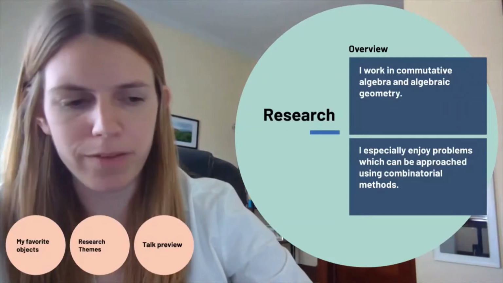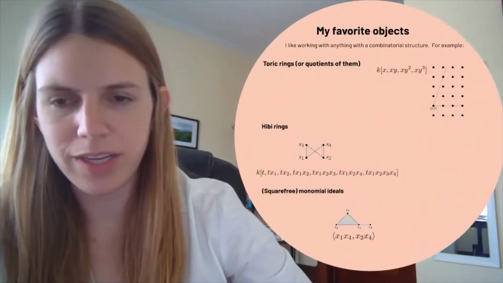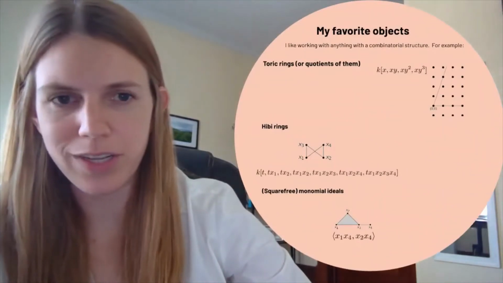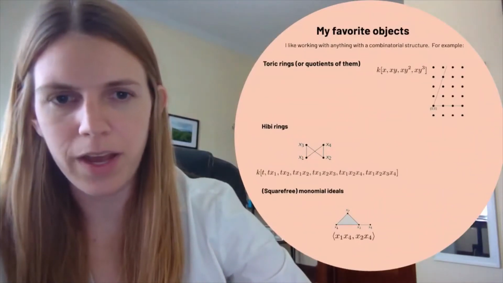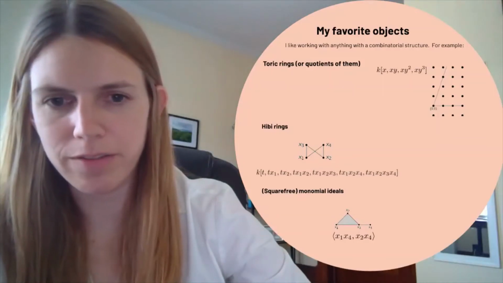So for example, some of my favorite objects to start with are toric rings, which are rings that can be associated to a cone and a lattice or a polytope. And of course, the combinatorics of the cone or the polytope can tell you about the ring itself.